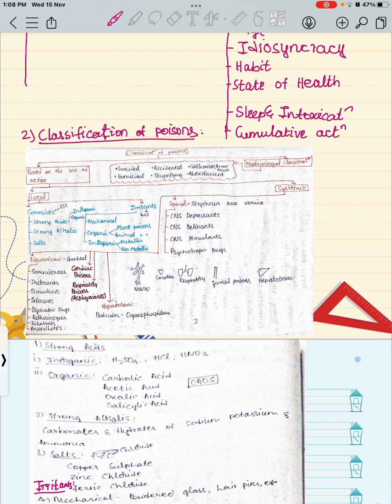Cardiac poisons. Respiratory poisons include asphyxiants, which cause respiratory distress. Hepatotoxic poisons include pesticides and organophosphorus poisoning. Spinal poisons include CNS depressants, CNS deliriants, CNS stimulants, and psychotropic drugs.